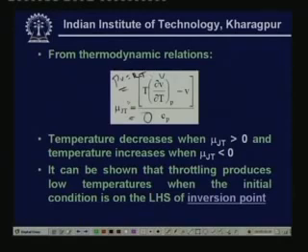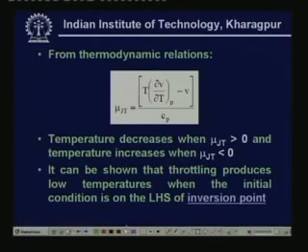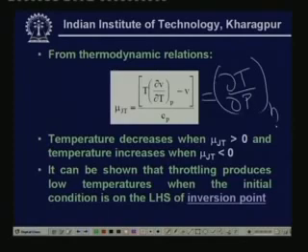Now, from this equation you can easily see that temperature decreases when mu JT is greater than 0 and temperature increases when mu JT is less than 0. Why? Because we have seen that the Joule-Thomson coefficient by definition is equal to ∂T/∂P at constant H. During the expansion process pressure reduces, that means ∂P will be negative. So if temperature also reduces, then ∂T also will be negative. That means your Joule-Thomson coefficient will be positive. So for gases whose temperature reduces during throttling, the Joule-Thomson coefficient has got to be positive.